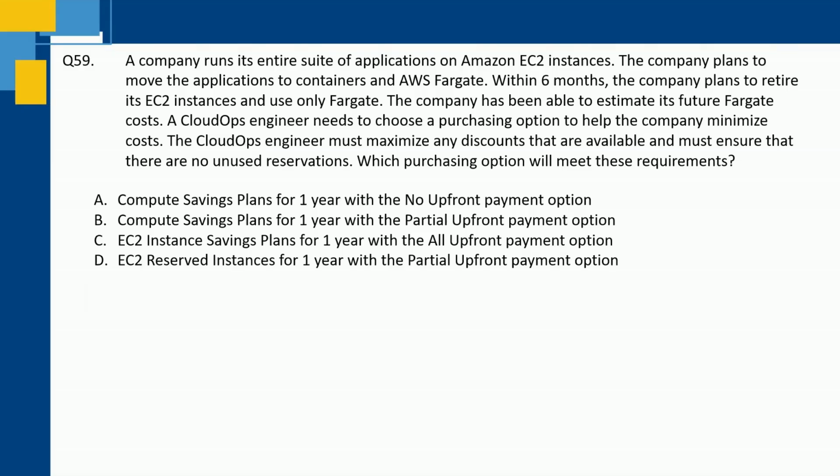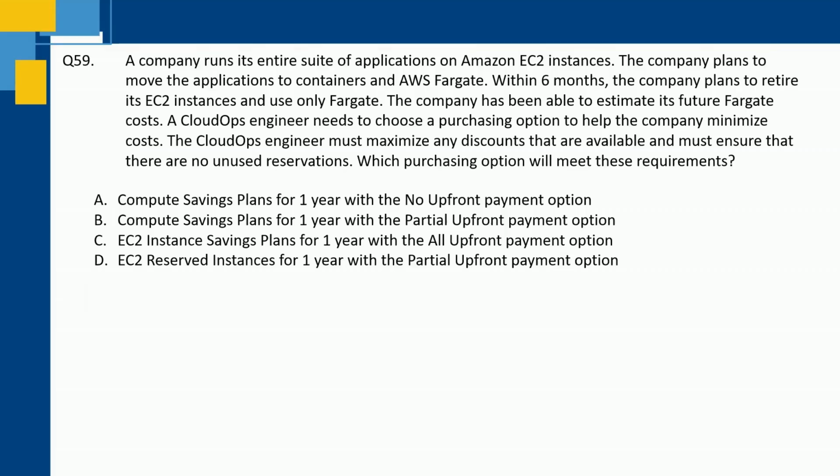Your options are: compute savings plan for 1 year with the no upfront payment option, compute savings plan for 1 year with the partial upfront payment option, EC2 instance savings plan for 1 year with the all upfront payment option, EC2 reserved instances for 1 year with the partial upfront payment option.